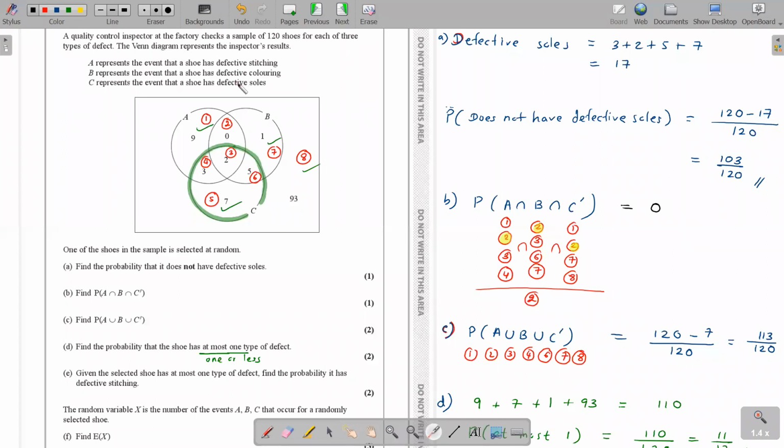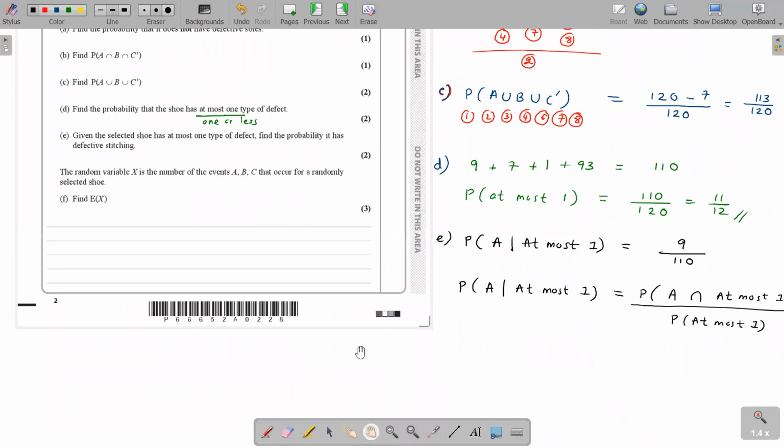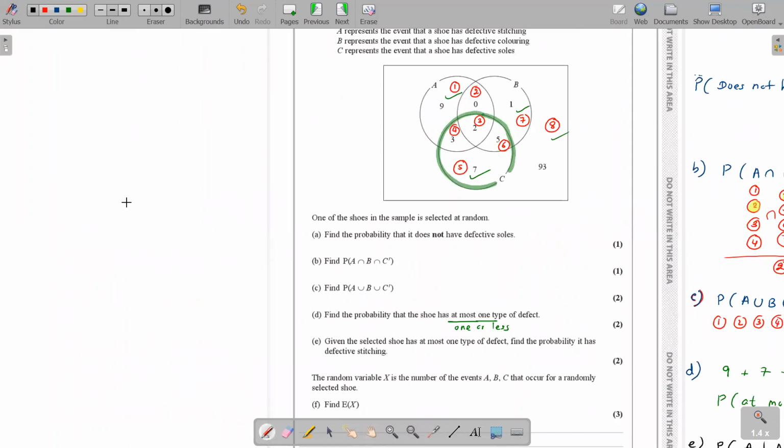So number means you have to count 1, 2, 3, 4. If the number of events is 1, it means you have 1 defect. Number of events is 2 means we have 2 defects. 3 means 3 defects. They are asking you to find EX. How do you find EX? You make a table, right? To find EX, normally we make a table. So look at how to make the table.